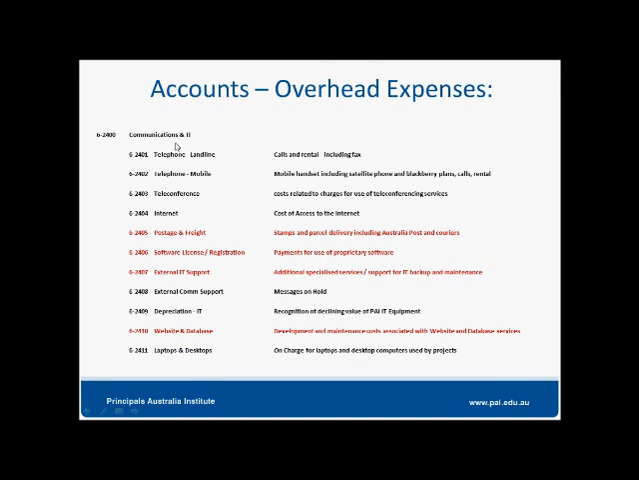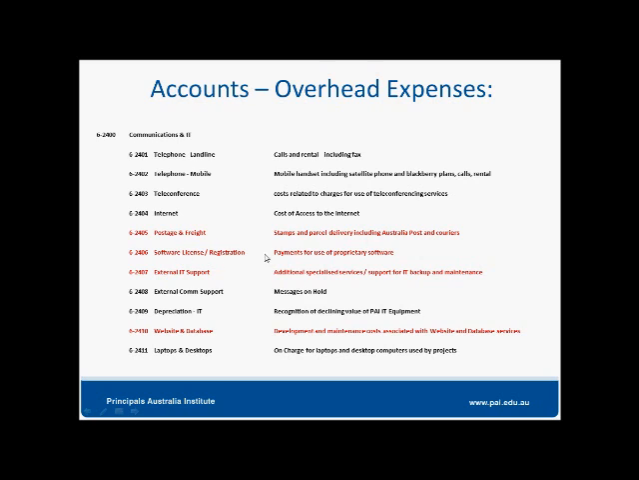Communications and IT, things like telephone and teleconference costs, are more often than not a central cost. You may occasionally get a teleconference cost. More than likely you'll have postage and freight, so stamps and parcel delivery. So you might be using a courier or going through Australia Post.